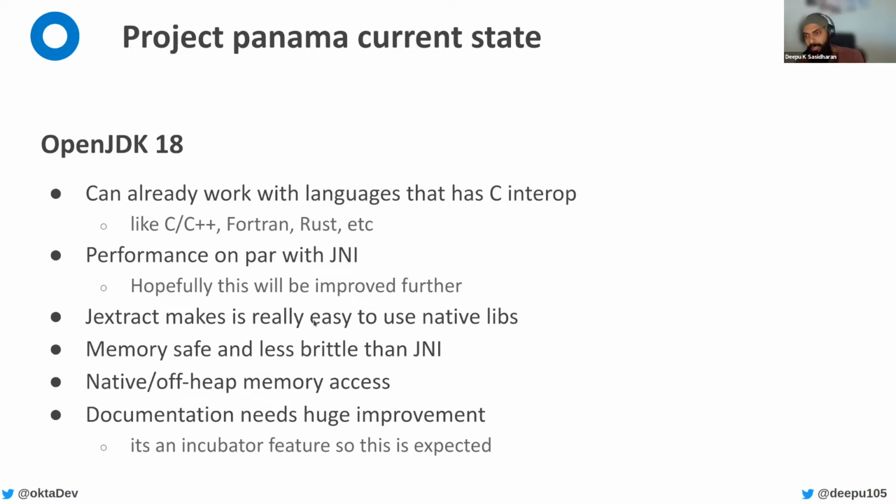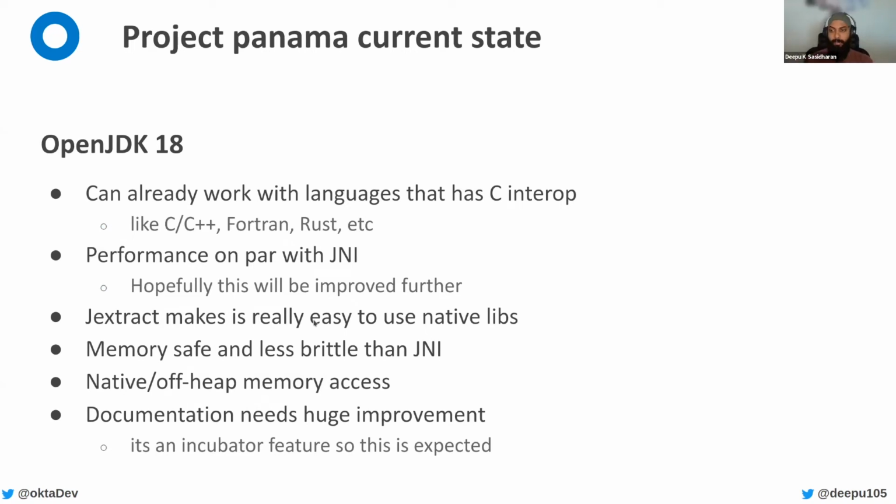So we can already use Project Panama for C interop. That means working with C, C++, Fortran, Rust, or any other language that can create C headers. So you can use it for that. I have personally tried running some Rust code with Panama. Works perfectly fine. Performance is on par with JNI. Hopefully this will be improved further because we are seeing a slight increase every release.